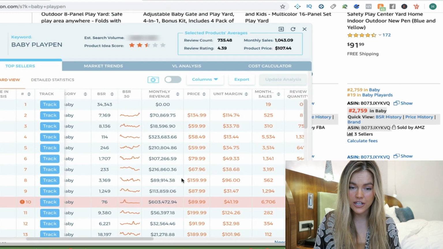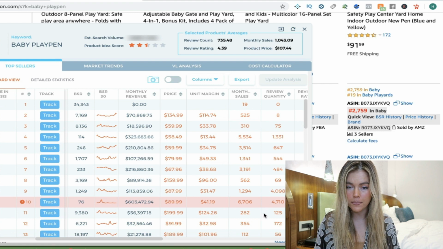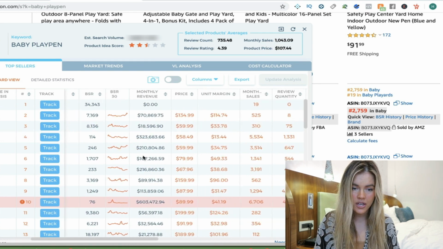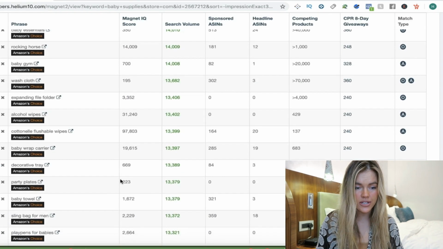It's selling really, really well for a high price. And the reviews are still a bit too high for me, so I wouldn't go into this. Some people are doing well, but I just think that the people doing really well are probably big brands, since they're doing so well and they have high reviews. So that's a no. So let's keep going.